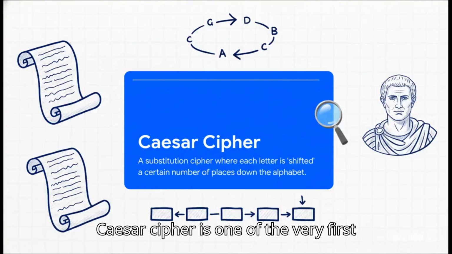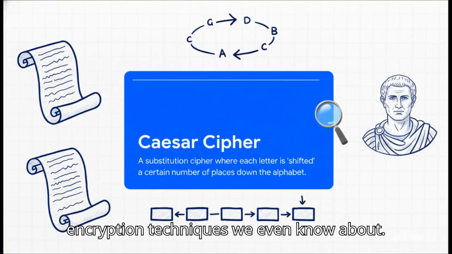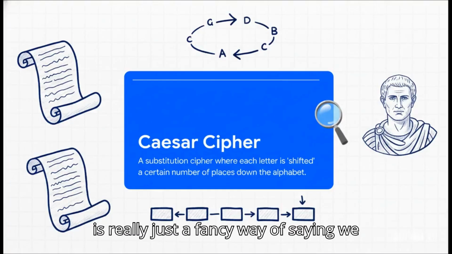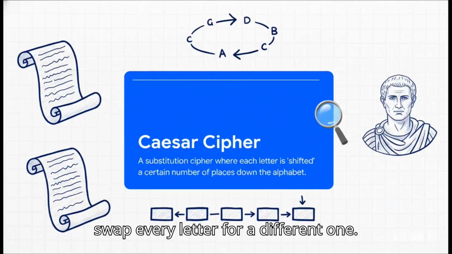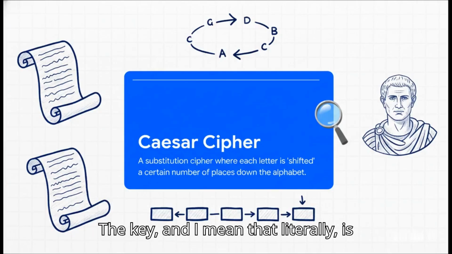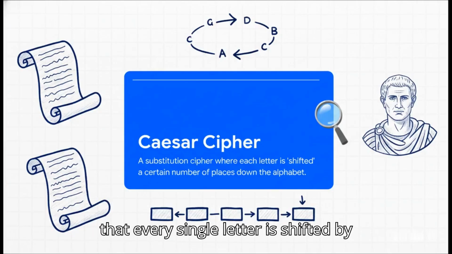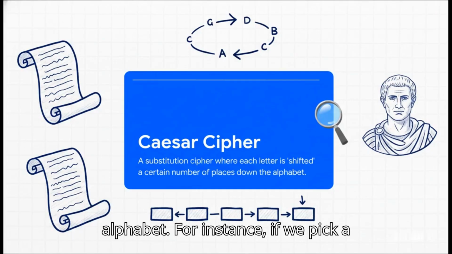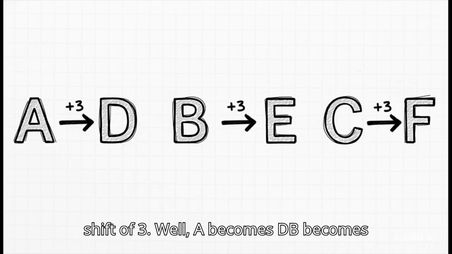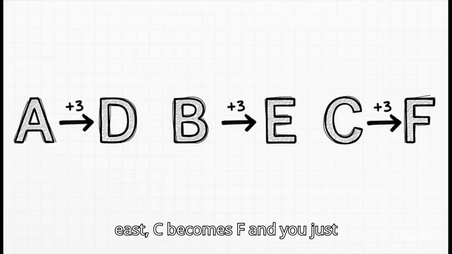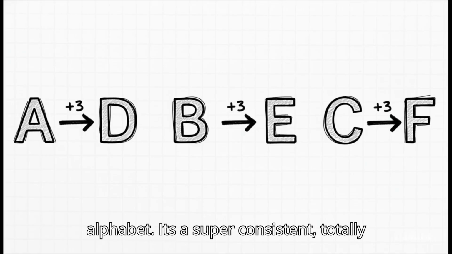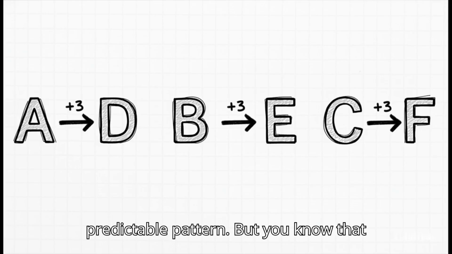The Caesar Cipher is one of the very first encryption techniques we even know about. It's a type of substitution cipher, which is really just a fancy way of saying we swap every letter for a different one. The key, and I mean that literally, is that every single letter is shifted by the exact same number of spots down the alphabet. For instance, if we pick a shift of 3, well, A becomes D, B becomes E, C becomes F, and you just keep going like that for the entire alphabet. It's a super consistent, totally predictable pattern.